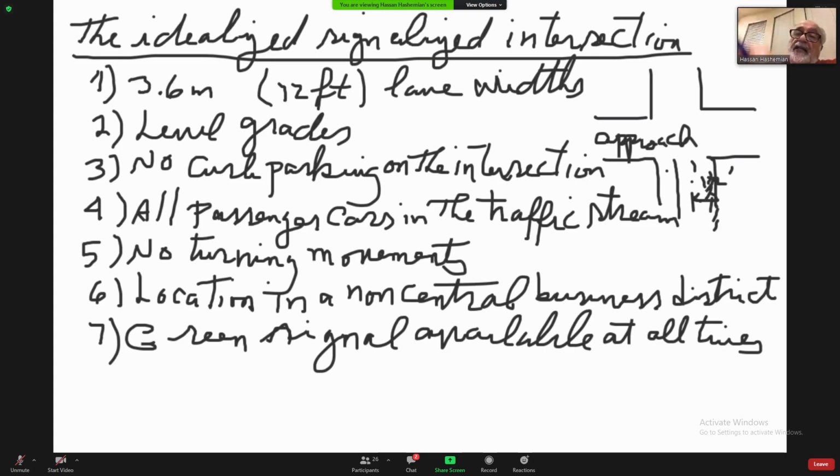So this is the ideal condition. Based on that ideal condition, you can find what the capacity is, and then whatever is different than this, we do the adjustment. Any questions? All right.